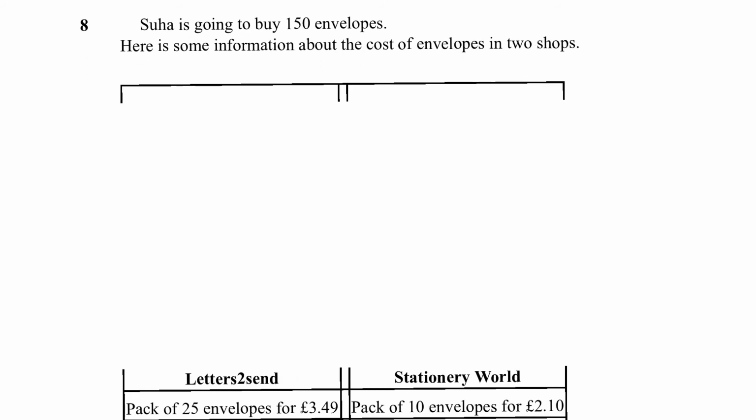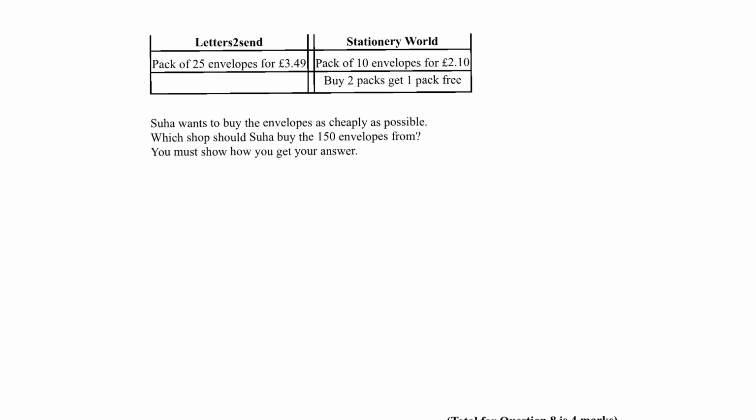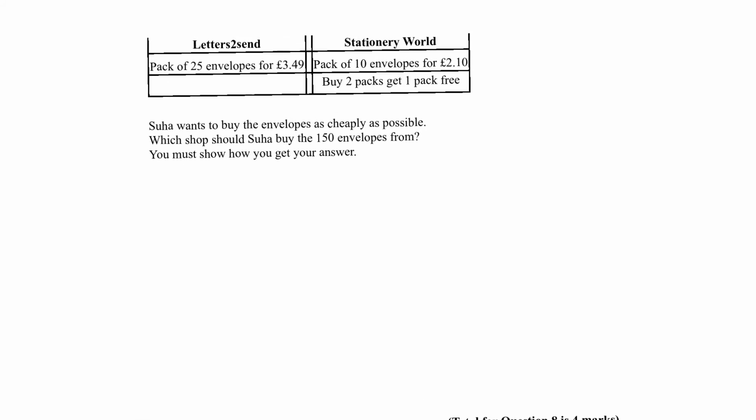Then Suha is going to buy 150 envelopes. So here's some information about the cost of the envelopes in 2 shops. Again, it came out printed weirdly, but we're just going to focus on the information here. So it shows that if she goes to Letters to Send, she can buy a pack of 25 envelopes for $3.49. Or if she goes to Stationery World, a pack of 10 envelopes is £2.10, but if you buy 2 packs, you get 1 free. So she wants to buy envelopes as cheaply as possible. So which shop should you buy the 150 envelopes from?